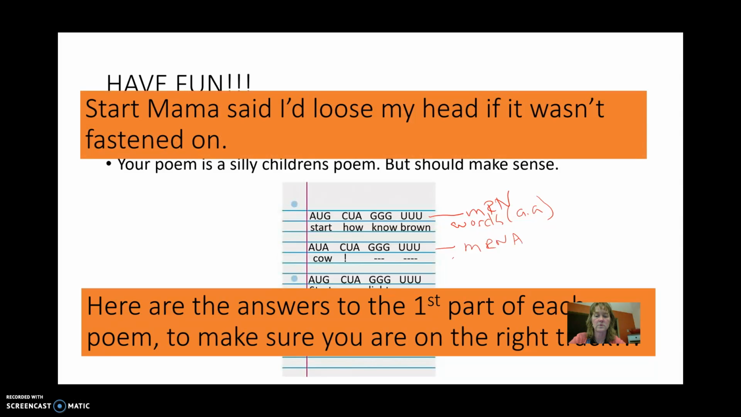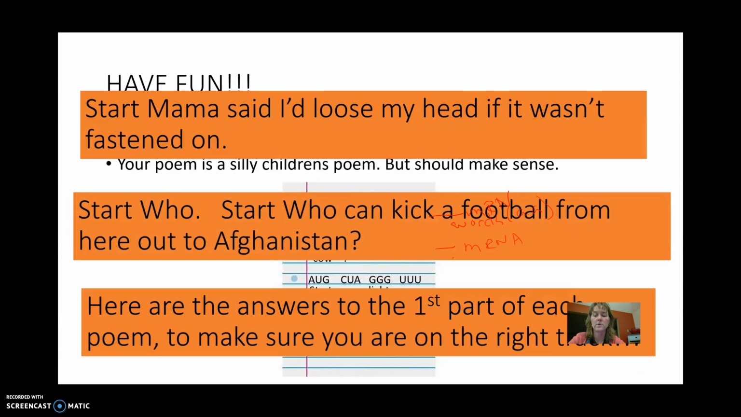One of them starts with start. Mama said I'd lose my head if it wasn't fastened on. And in this poem, you should see a guy sitting on his head in the picture. The second poem does not have a picture to it. It should say start who, period. Then it should read start who can kick a football from here out to Afghanistan, question mark. All right, have fun with this, and we'll see you when I get back.